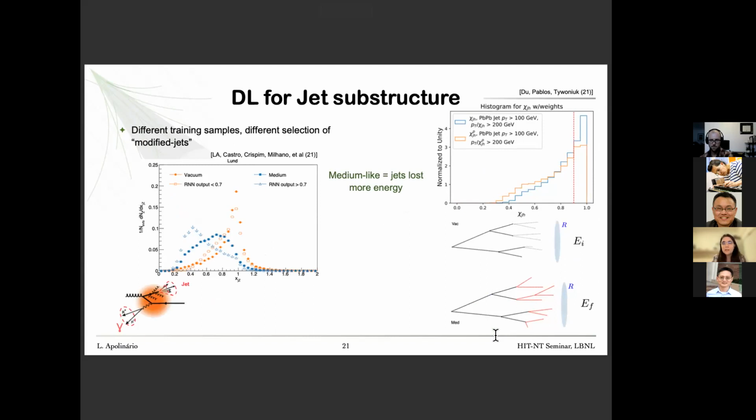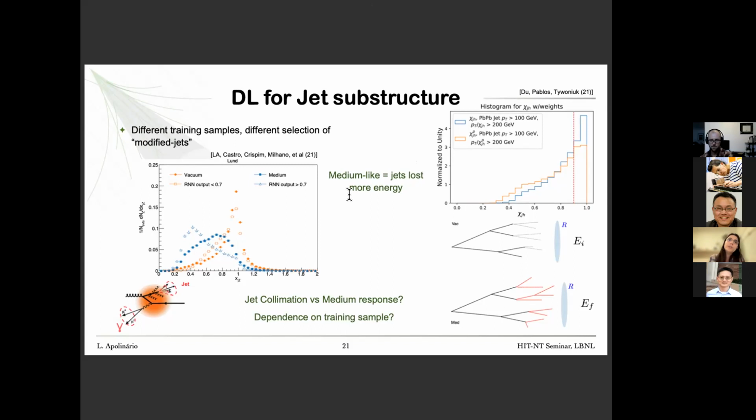But again, the classification is not exactly the same, because we looked at the jet asymmetry with respect to the boson, while in theirs they look at the same jet before and after including medium response. In any case, qualitatively, we can say that medium-like jets are in the same way jets that lost more energy. But that's the problem of this kind of deep neural networks: there is always this interesting dependence on the training sample.